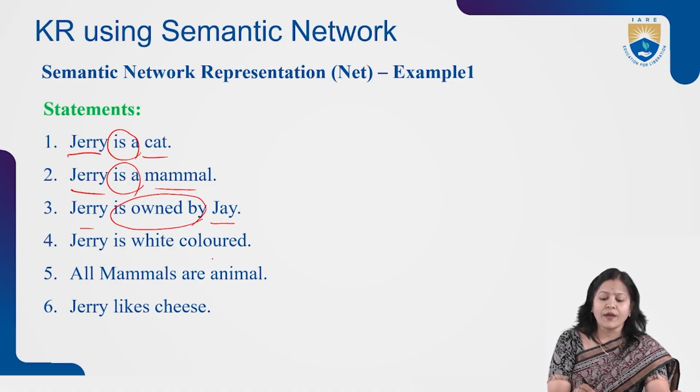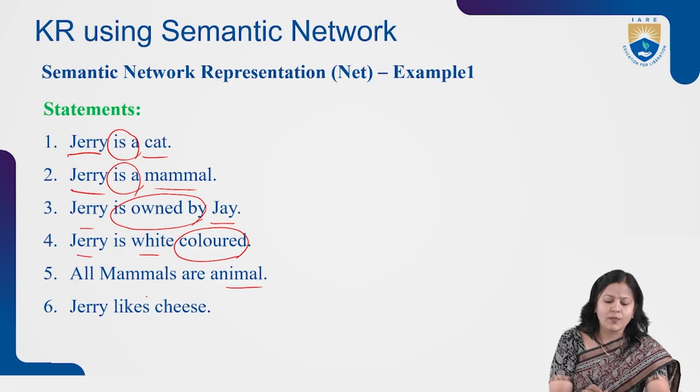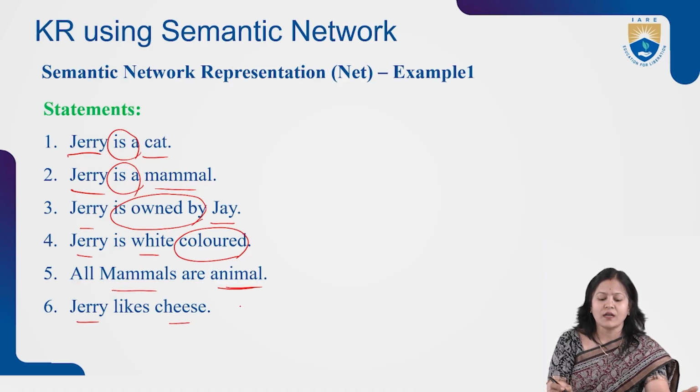Now, Jerry is white colored. What is the property here? Jerry is the class, white is one class, and colored is the property. Which color? White color. All mammals are animals. Mammal is one class and animal is also one class. Jerry likes cheese. Jerry and cheese are both classes, and likes is the label, or the relation. In 'all mammals are animals', instead of plural we can write is A, since each mammal is an animal. You can write is A also.